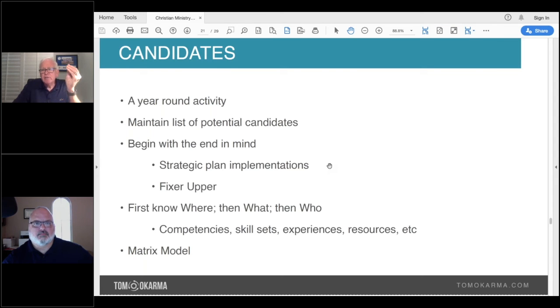Where is your agency, your ministry, at this point of the life cycle? Is it at the point where it's got a good strategic plan and just needs to enhance the board with people that can help open some doors to make it happen? Or is it a fixer-upper? Do you have some problems, and you need some people that are good at coming in and figuring out what's working, what's not working?